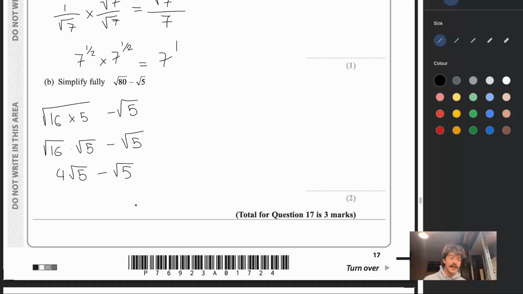Taking away surds is something that people often get caught out by. If you ever get stuck, just remember that you could say let root 5 equal x, and then you're just left with 4x minus x, which is 3x. In other words, 3 root 5.